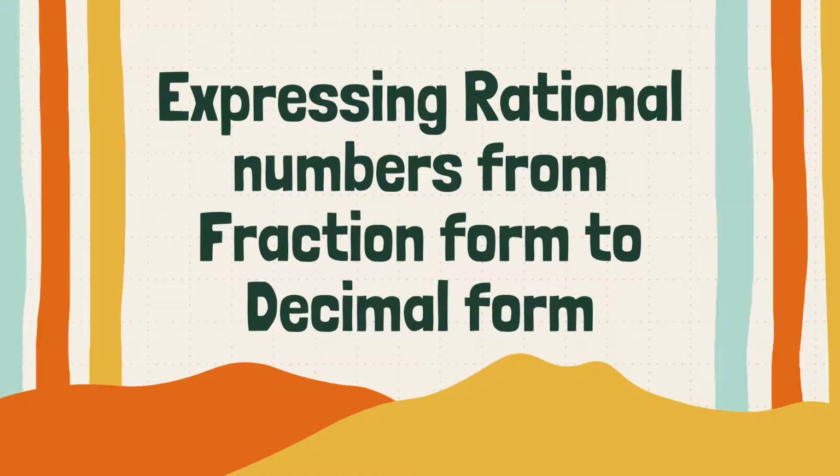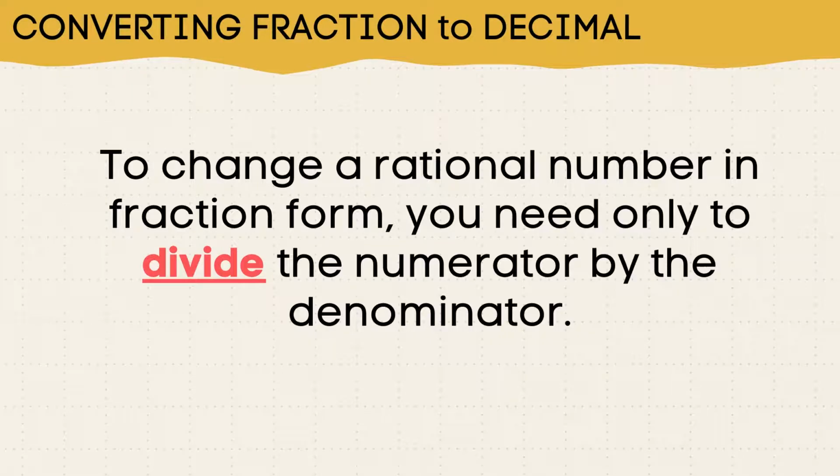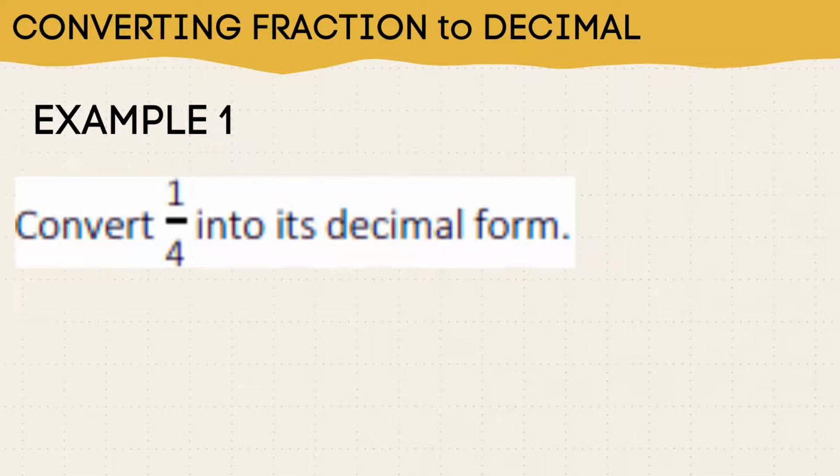Converting a fraction to a decimal is very easy. All you have to do is to change a rational number in fraction form by dividing the numerator by the denominator. The numerator is the dividend and the denominator is the divisor. Let's take a look at the first example. Convert 1/4 into its decimal form. Again, the numerator is 1. That 1 will serve as our dividend. 4 is the divisor, which is the denominator. Ma'am, it is very easy.